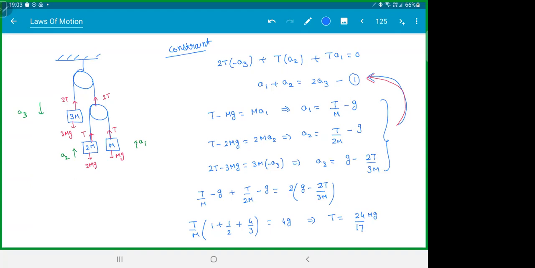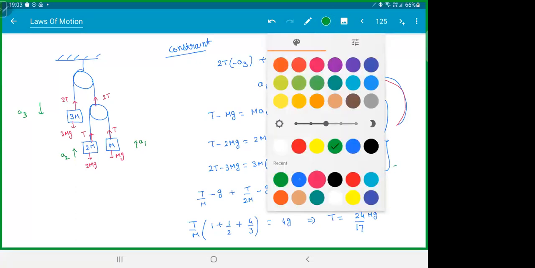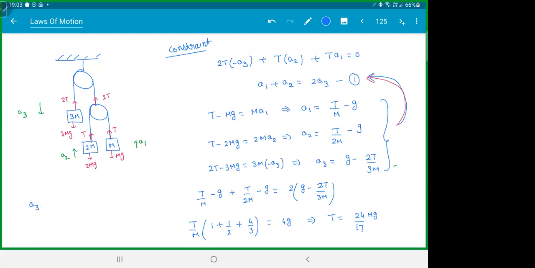I just did this today morning, so I know. Check it out. That's your tension. Once you got the tension, put it back here. You want A1, A2, A3, you can get whatever you want. You want A3 now? So A3 is G minus 2T by 3m.